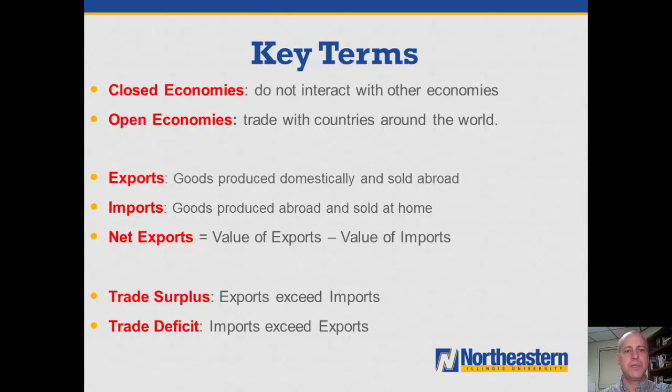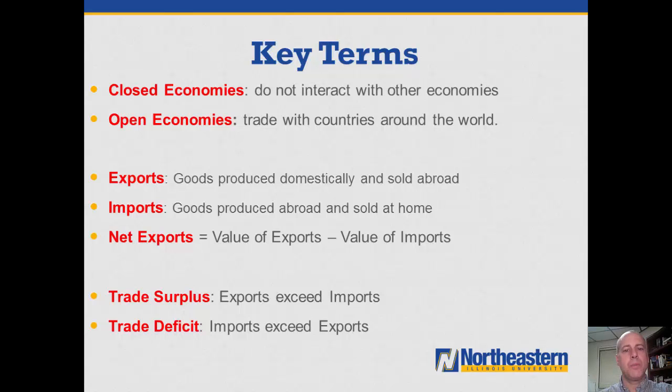The next set of terms is exports and imports, which should be familiar by now. Exports are goods that are produced domestically and sold abroad, the things that we sell to other nations. Imports are things that other nations produce and sell to us, goods that are produced abroad and sold domestically. The difference between these two, exports minus imports, is what we call net exports, and this tells the amount of goods and services on net that a country sells to its partners abroad.